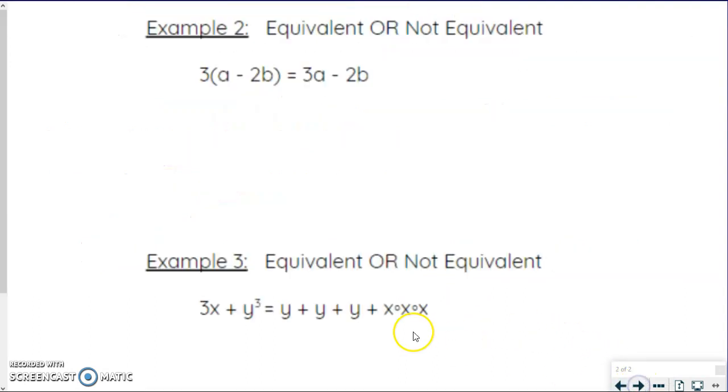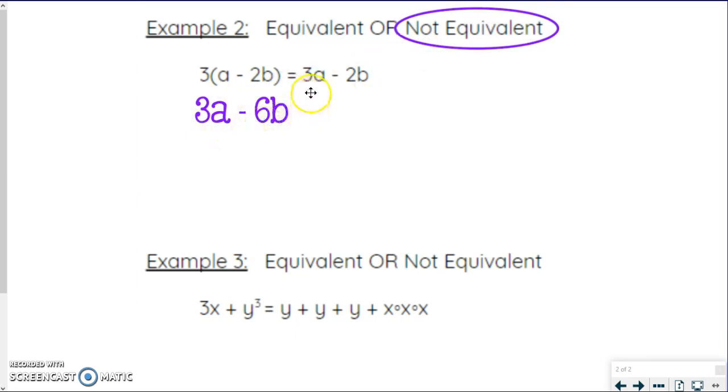All right, let's look at just 2 more. Real simple, same exact thing. Again, I notice a number next to the parentheses, so I'm going to try distributive again and see if I get the same thing as I do on this side, 3a minus 2b. So I'm going to do 3 times a to get 3a minus 3 times 2b to get 6b. When I look at that, that is not the same, so these are not equivalent, because I got 3a minus 6b versus 3a minus 2b.